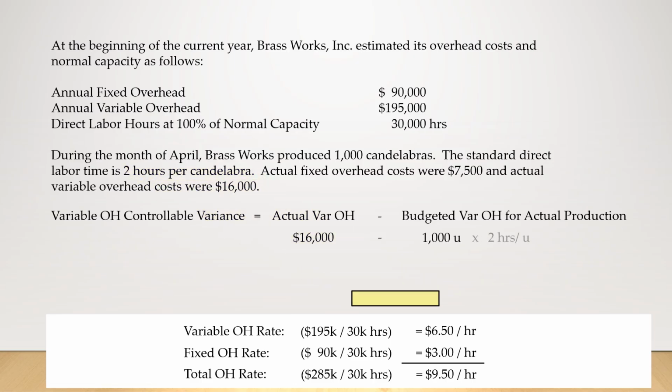Next, multiply that product by the variable overhead rate of $6.50 an hour to convert those budgeted hours into a dollar value. How much variable overhead should have been budgeted for these 1,000 candelabras? $13,000. The variance is thus $3,000, but is it favorable or unfavorable? Because the actual variable overhead is greater than what we should have budgeted, the variance is unfavorable.